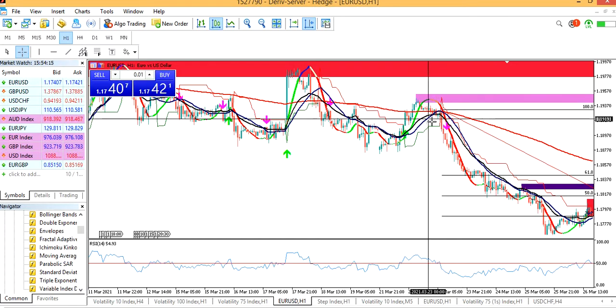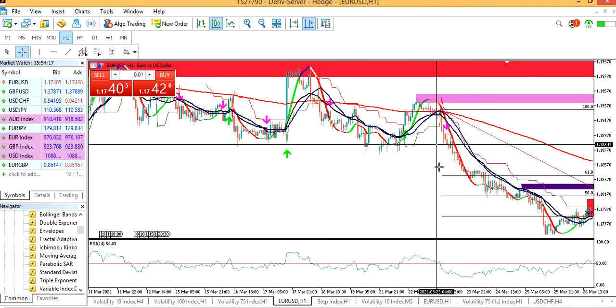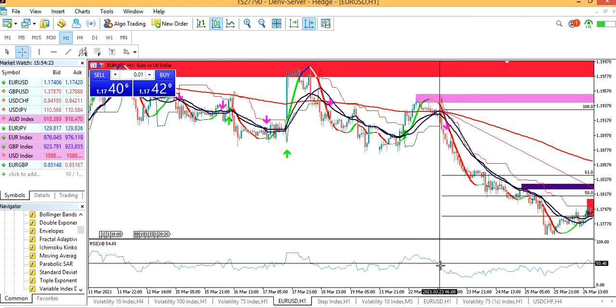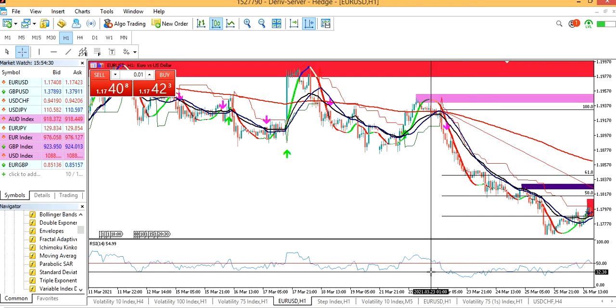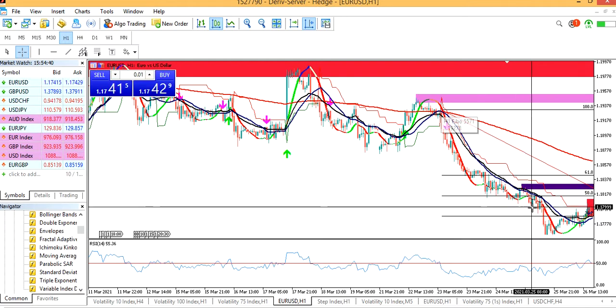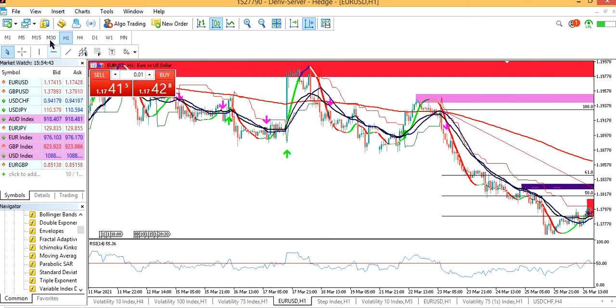You can see the two moving averages crossing each other, and this is the RSI crossing below 50. You can see you enter your sell position from here. I mean, you took the trade from here. Yeah, we took this trade in our mentorship group, your VIP group. Yeah, I'm very sure we took the trade. Now you can see from up here to down here.